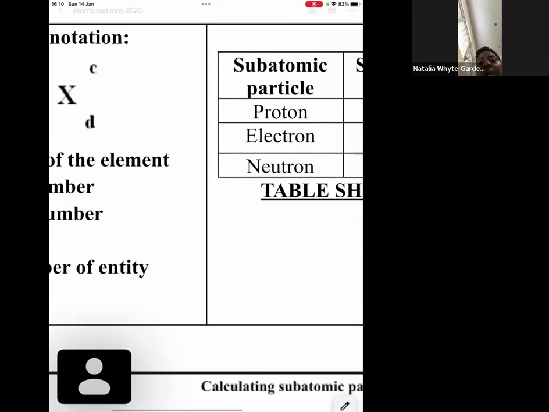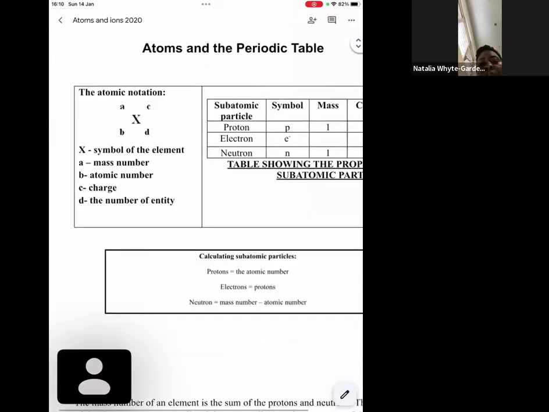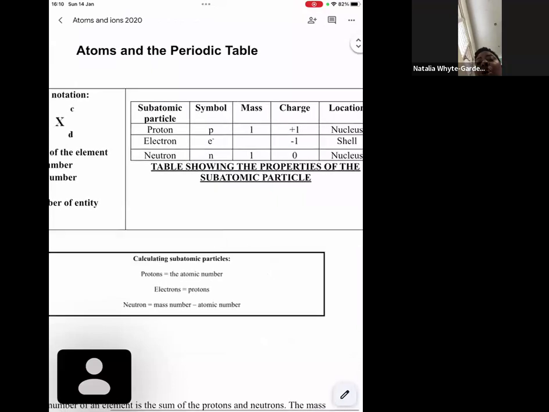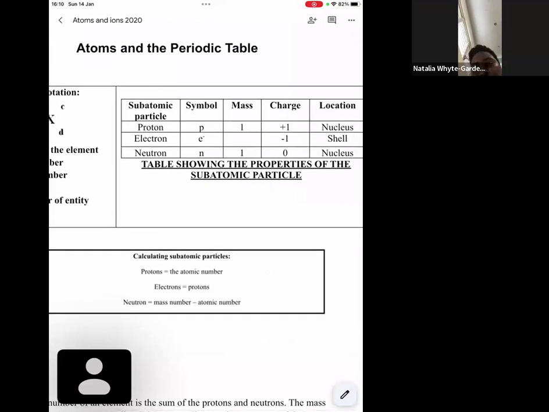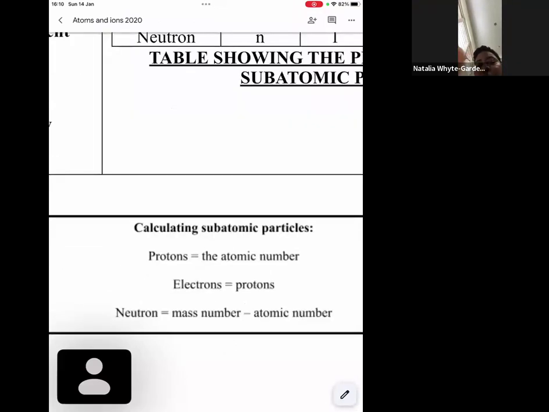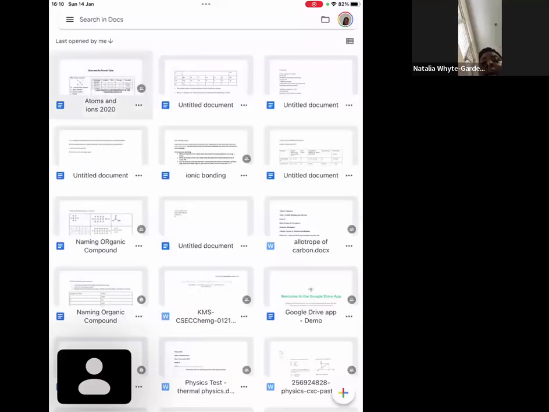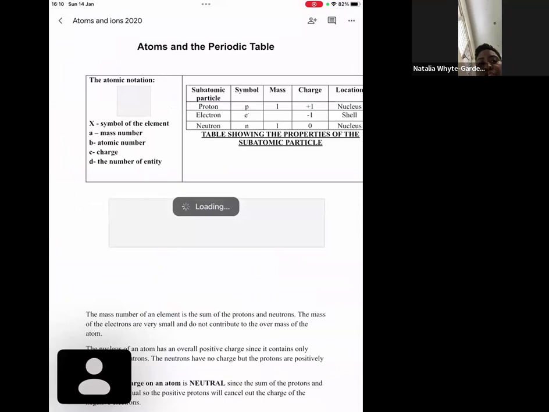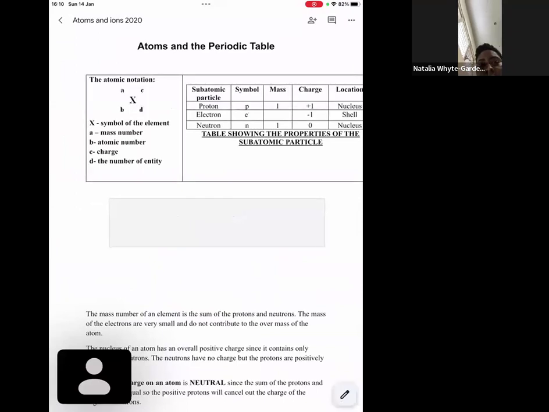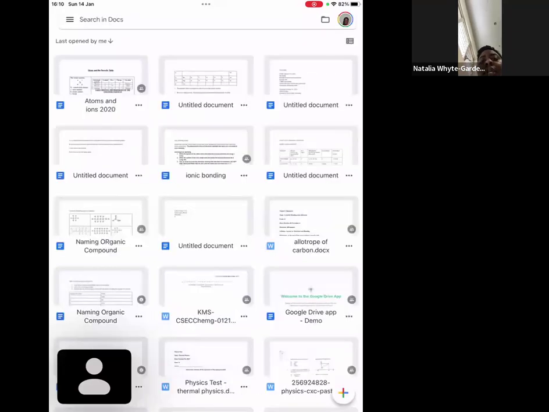Now, what we're saying is that the periodic table is arranged in order of increasing atomic number. The atomic number tells us the number of protons. So the number of protons is equal to the atomic number. The number of electrons is equal to the number of protons. So a while ago, when we looked at lithium, lithium has 3 electrons because it has 3 protons, right? So it has 3 protons.